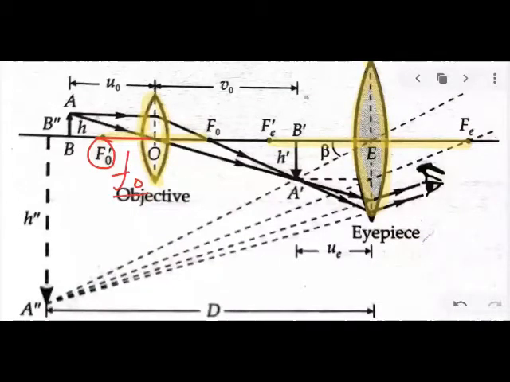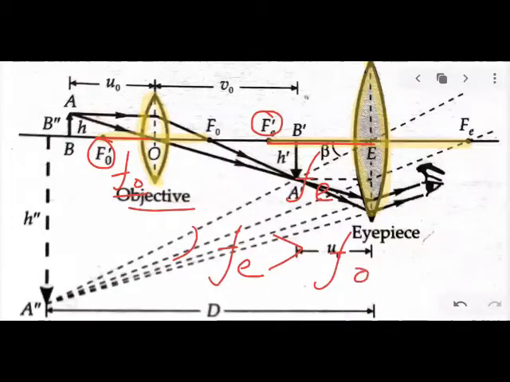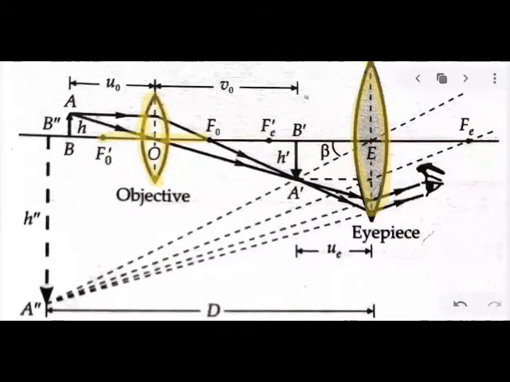F0. Now the eyepiece is also a convex lens, but it has a larger focal length as compared to your objective. If this is your principal focus, then this length is the focal length of the eyepiece. And the focal length of the eyepiece is large as compared to the focal length of your objective. Next, your eyepiece is generally placed close to the eye.